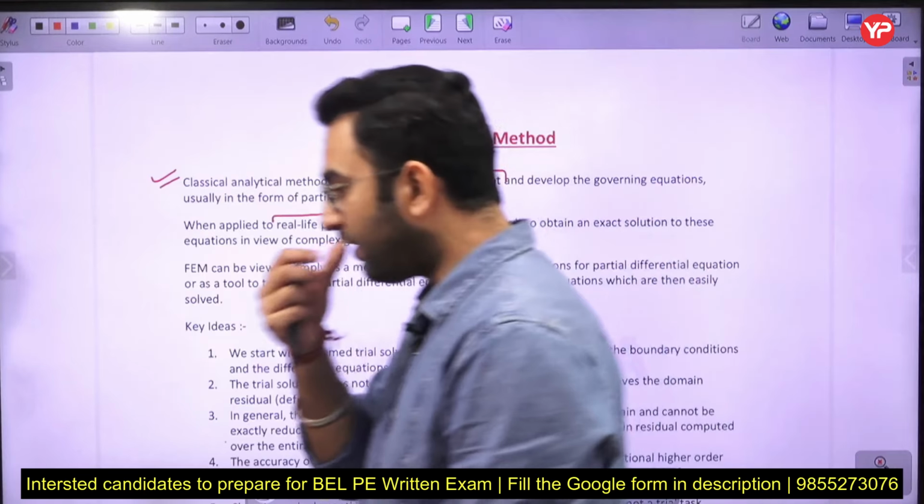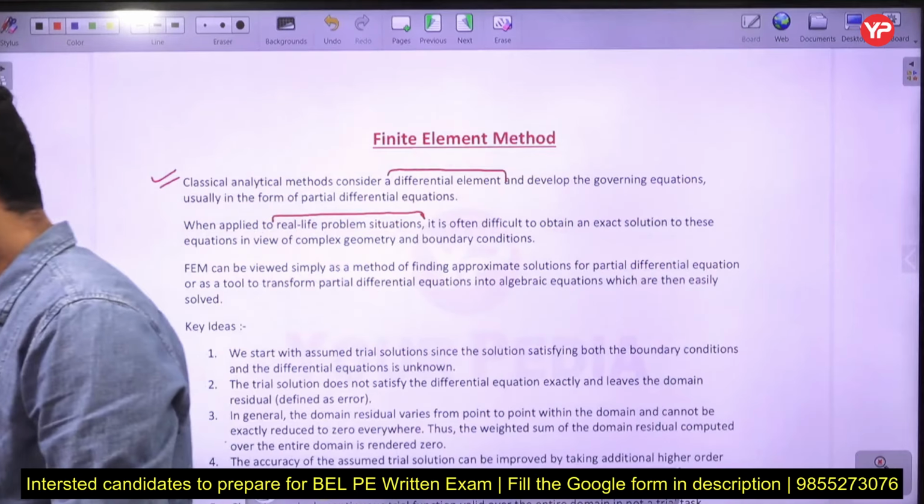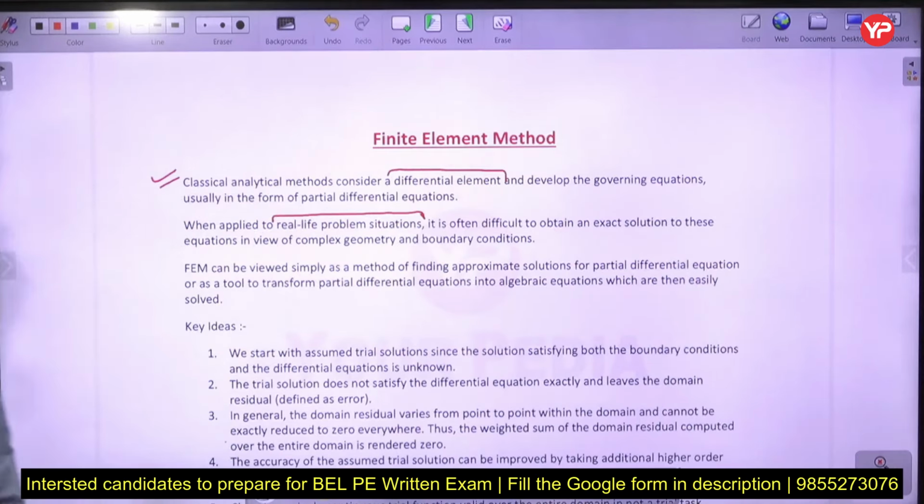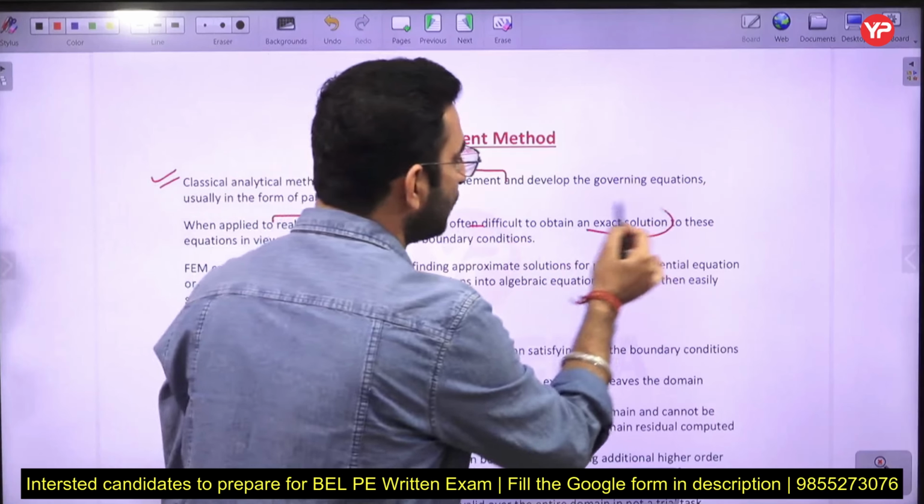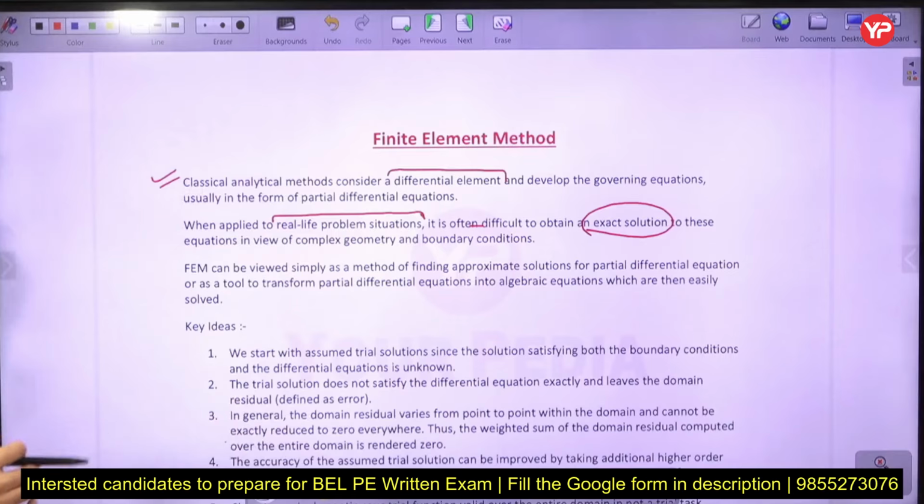So real life problems are very difficult, complicated problems. I can say that in the case of real life problems, it is very difficult to obtain exact solutions of the governing differential equations, which are in the form of partial differential equations.